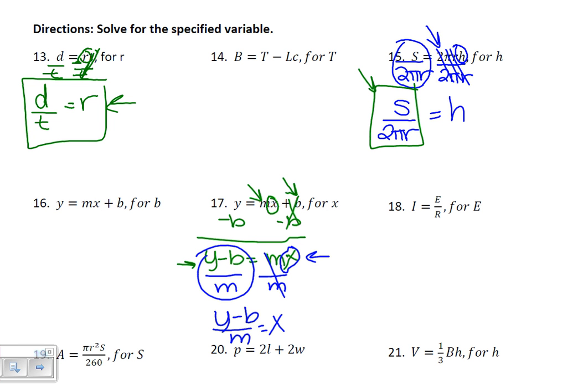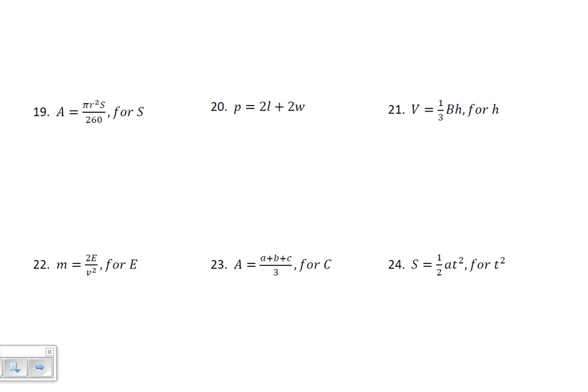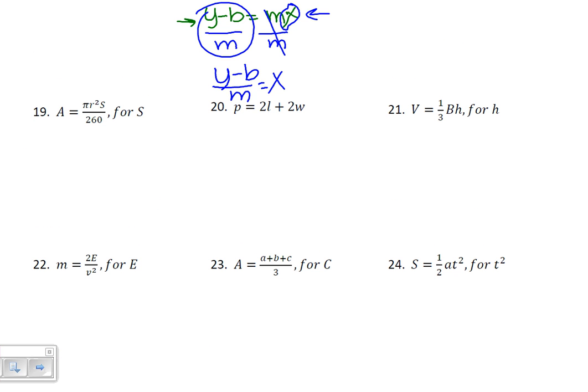Remember, you're not trying to get a number answer. There will not be a number answer. Alright, let's try number 19 here. Number 19, it wants me to solve for s. So I'm going to circle s. It's here. So what did they do to s?